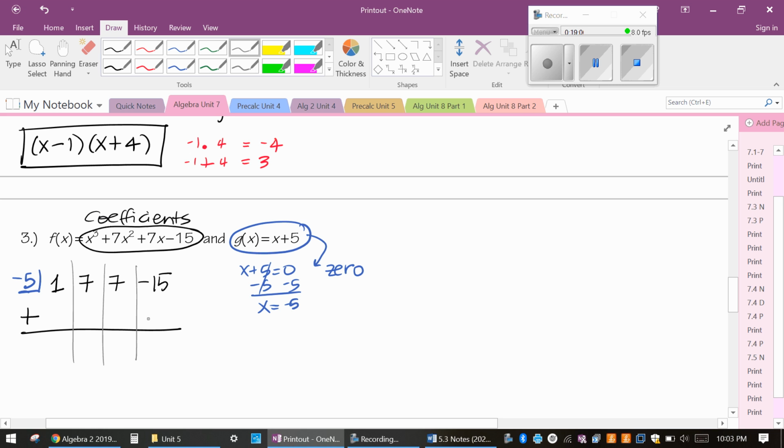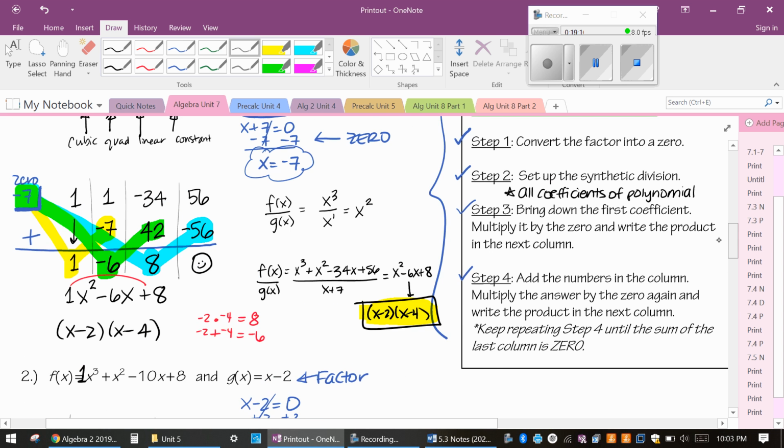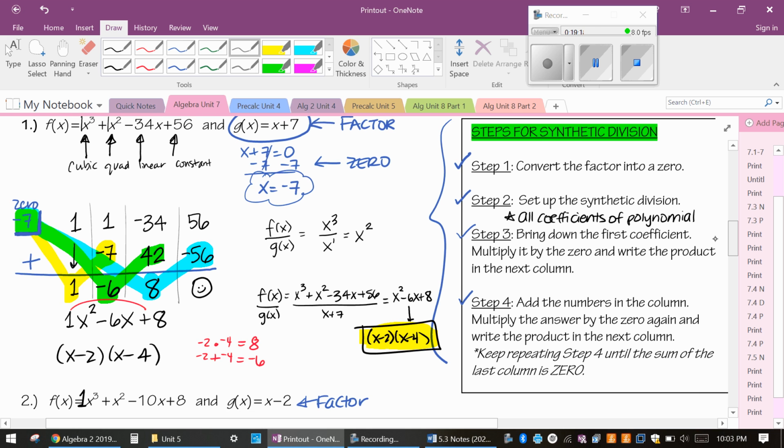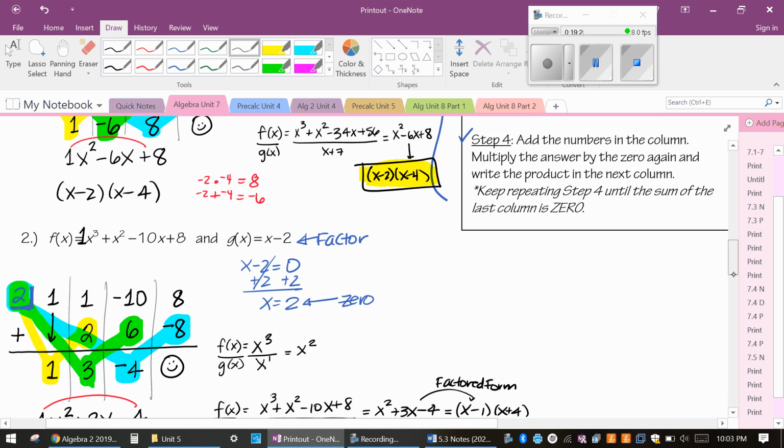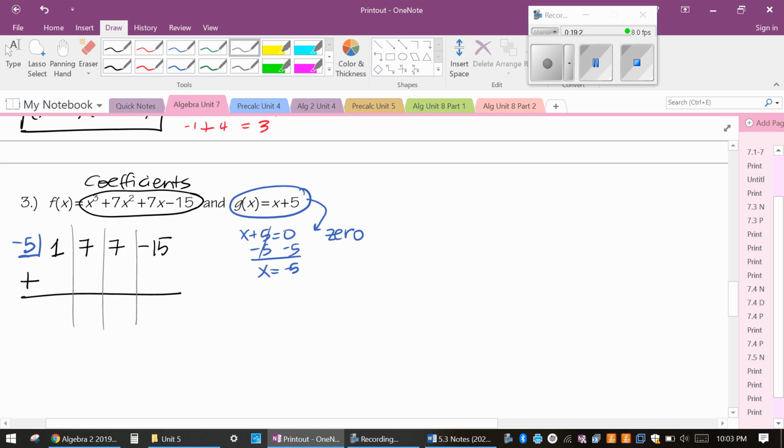Do you remember what you're supposed to do next? Pause the video. Try to see if you can figure it out by looking at your steps that you wrote down. So I already did step 1 and step 2, so you're on step 3. Pause the video, see if you can do the next step by yourself, and then unpause the video to check your answer.